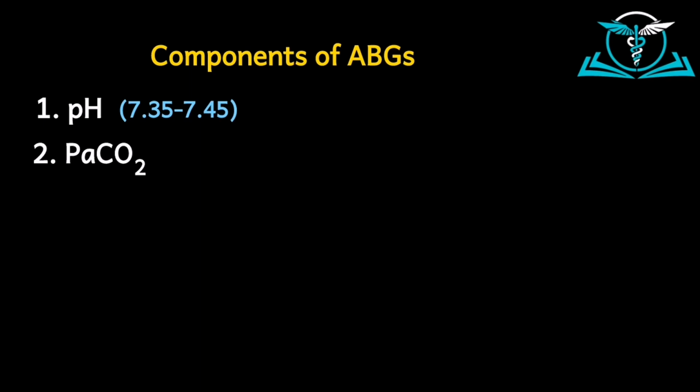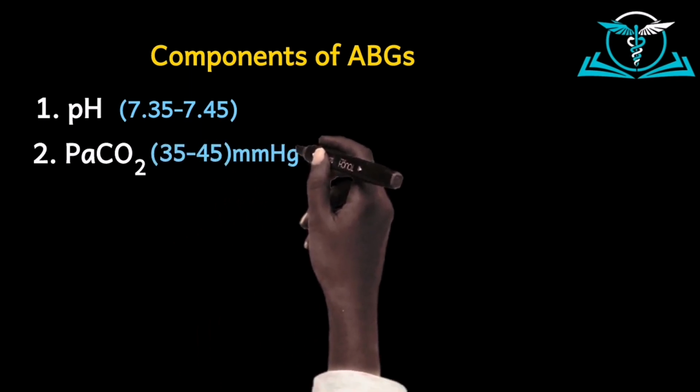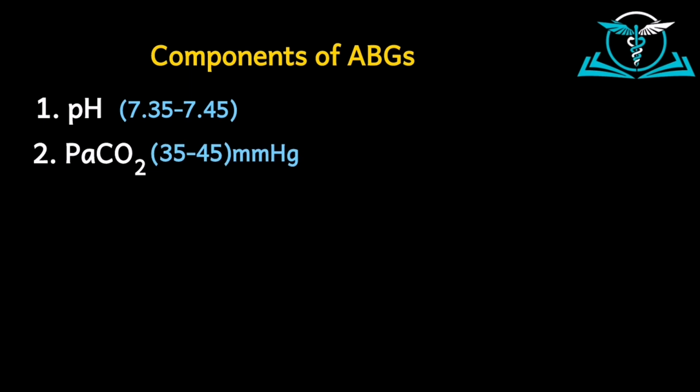Now, the normal value can be quoted in either millimeters of mercury or in kilopascals. In millimeters of mercury, the normal value is 35 to 45. And this is easy to remember when I know that this is the last 2 digits behind the decimal in the normal pH range, 7.35 to 7.45. So I just pick the 35 and the 45, and that is how I remember that the normal PaCO2 in millimeters of mercury is 35 to 45.